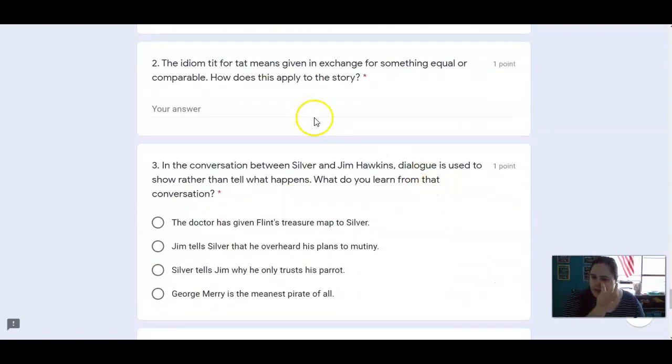Number 2, we're looking at an idiom. So the text says tit for tat. That means something is given in exchange for something equal or comparable. How does this apply to the story? So what happens in the story where two people are exchanging something that is equal?